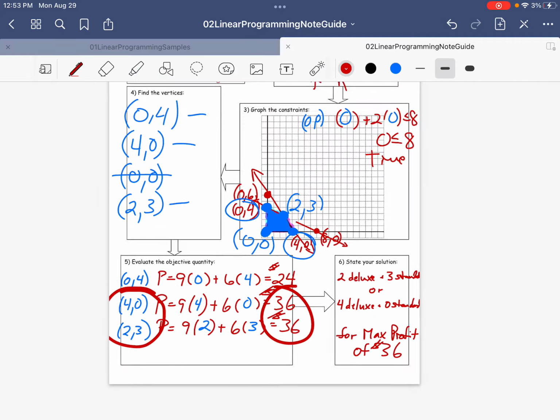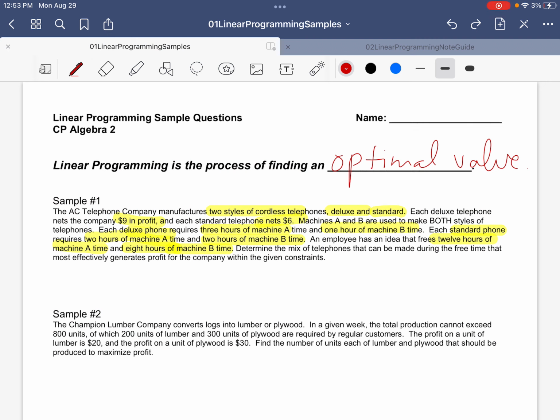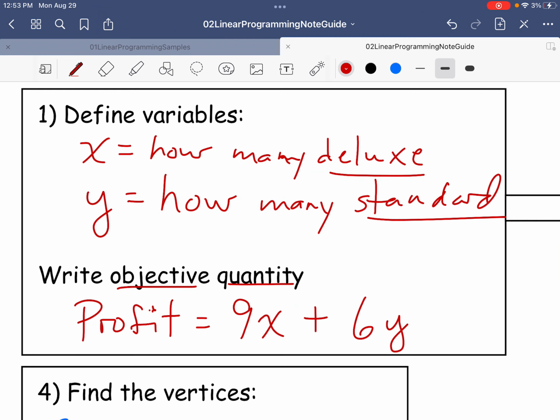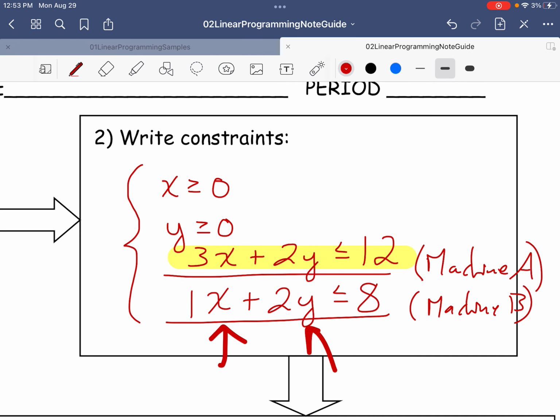So let's review the steps to this problem. First thing we did was we honestly read the problem. After we read it, we realized what it was we were trying to do. We were trying to determine the mix of phones that will give us the greatest profit. So the mix of phones, that is how many phones, is your X and Y. And then we have this objective quantity, which will always be profit, because that's what you're trying to optimize. You're trying to get the most money. You had to write some constraints. Those constraints come from reading the paragraph and understanding what's greater than or less than.